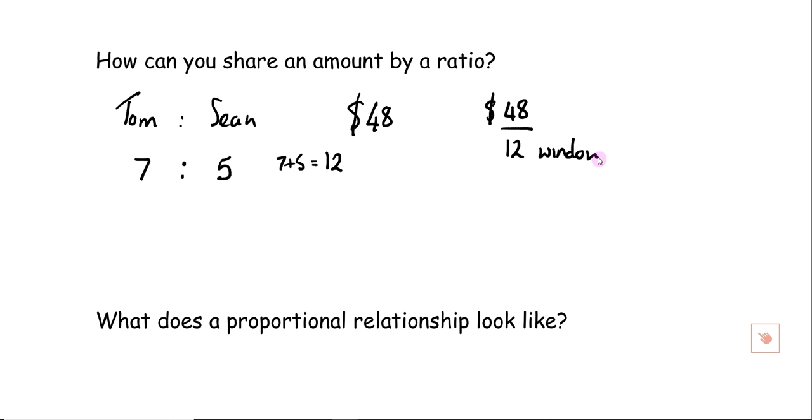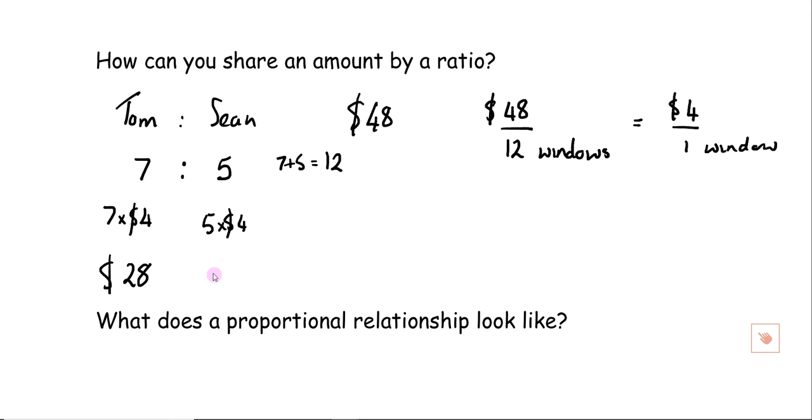And we get $4 for one window. Okay? Tom cleans 7, so he gets 7 lots of $4, which is $28. And Sean gets 5 lots of $4, which is $20. And we should just check, shouldn't we, that if we add them together we get 48, and we do, so we're happy. Okay?